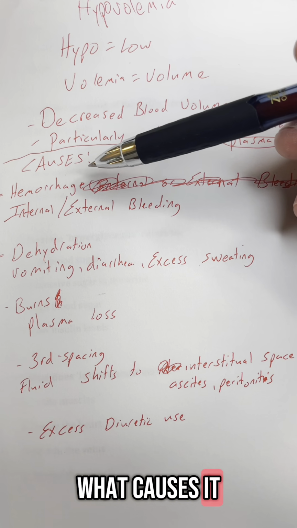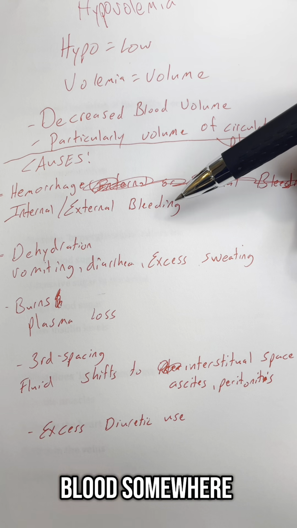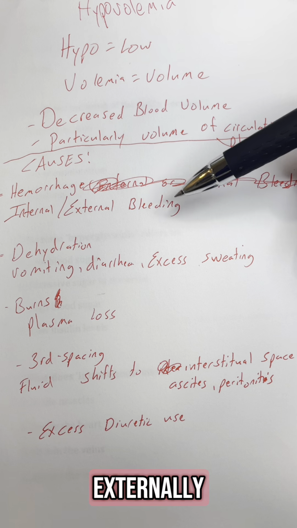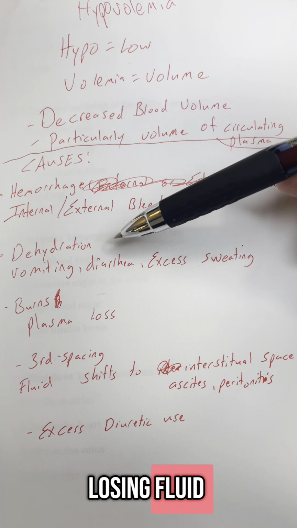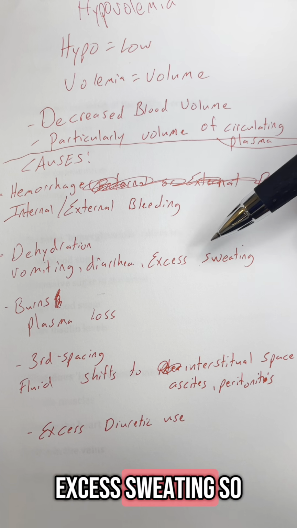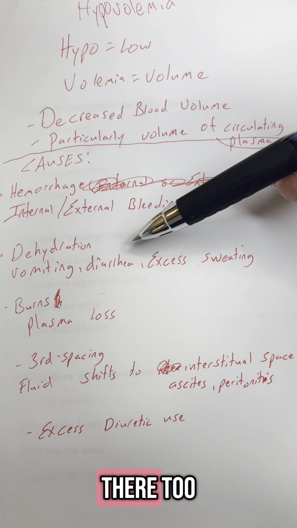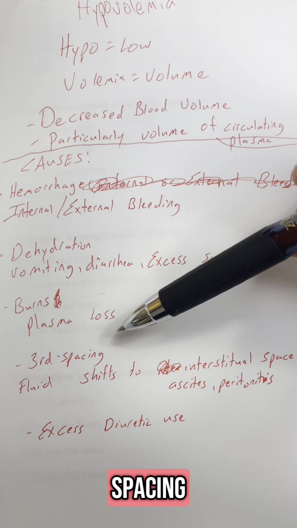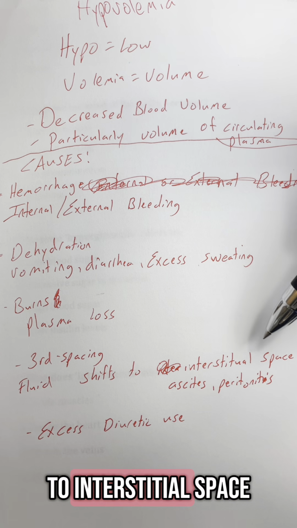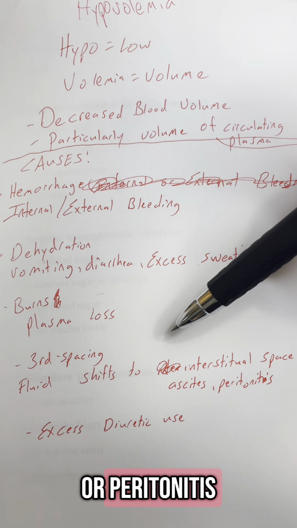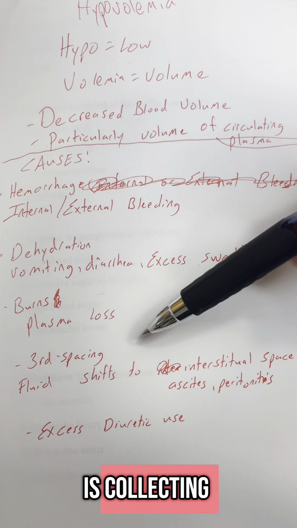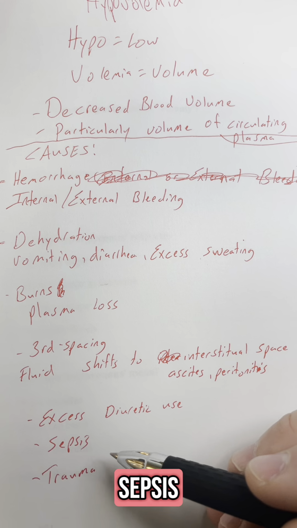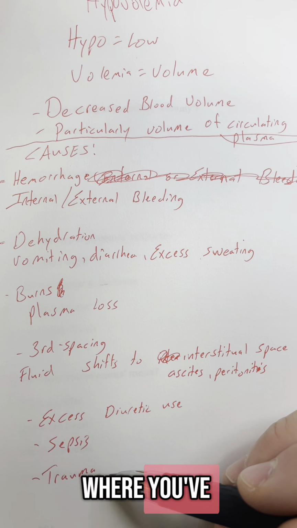What causes it? Hemorrhage, so you're losing blood somewhere, some part of your body is bleeding, whether internally or externally. Or dehydration, you're losing fluid through vomiting, diarrhea, or excess sweating. And burns, where you have plasma loss. And third spacing, where your fluid shifts to the interstitial space, like if you have ascites or peritonitis, where fluid is collecting somewhere else, like inside the abdomen. Diuretics. You can also have sepsis, or some sort of trauma where you've lost blood.